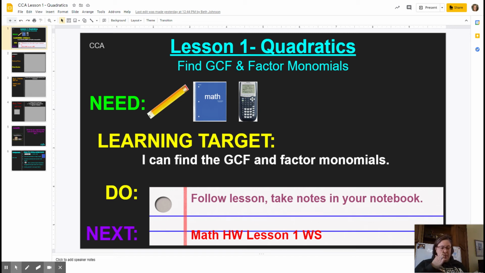As I said, this is going to be lesson number 1 of our little mini quadratics unit, and it's going to be all about factoring and working with quadratics.